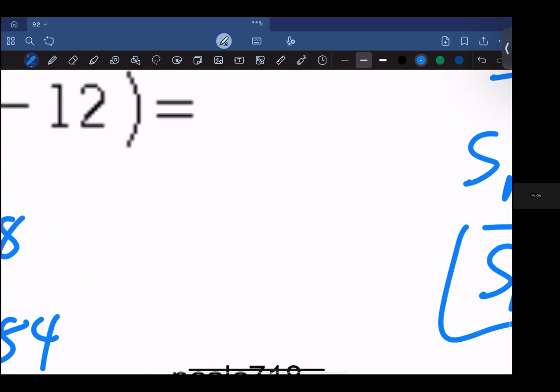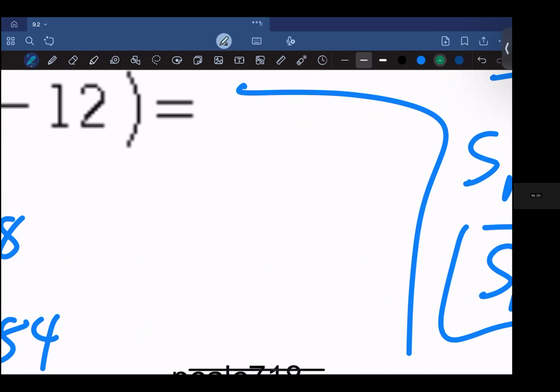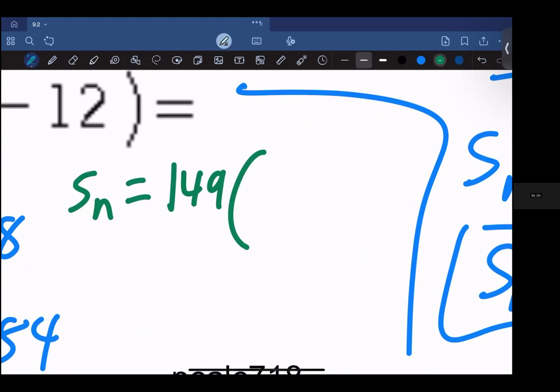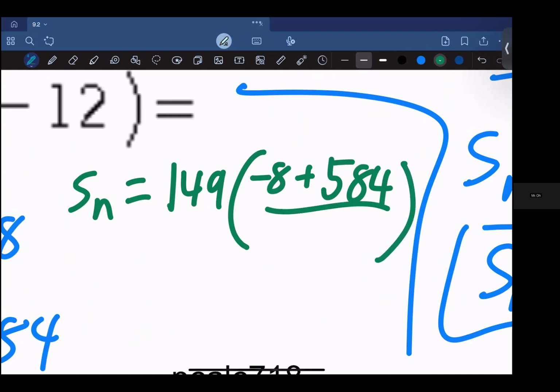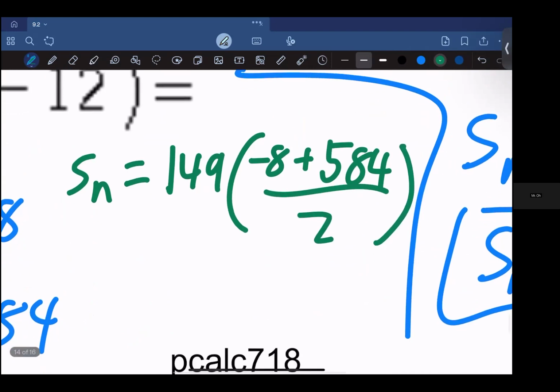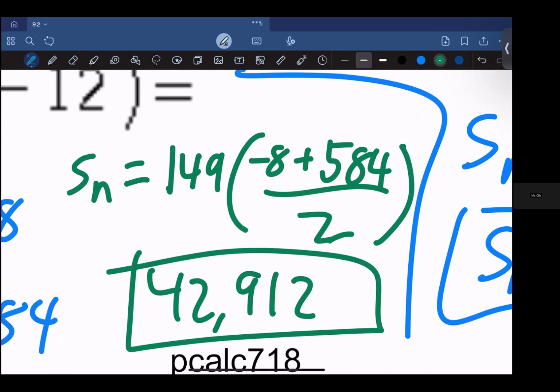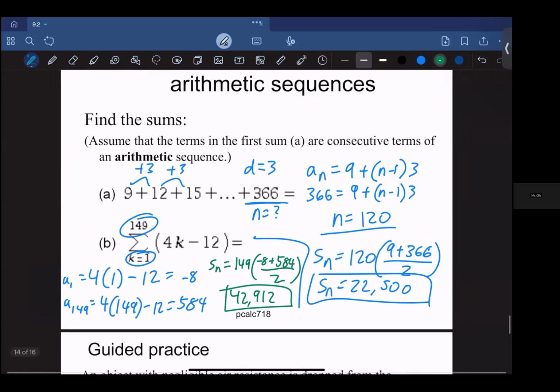We'll zoom in a lot. Switch my color so we don't get distracted. The series equation, S of n equals 149 times -8 plus 584 divided by 2. You will get an answer of 42,912. Cool.